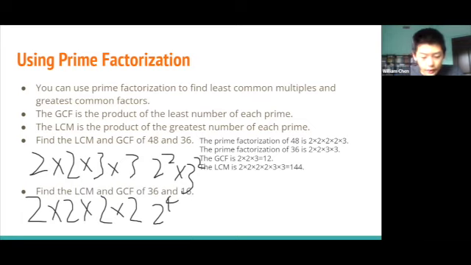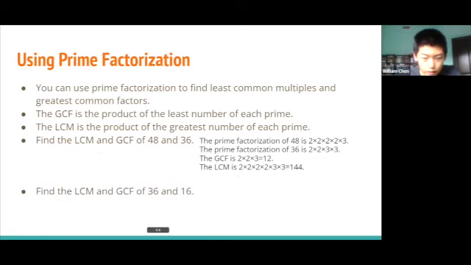Therefore, the greatest common factor, which is the product of the least number of each prime, is 2 squared, because the smallest number of 2s there are is 2, and the smallest number of 3s there are is 0. And the least common multiple is 2 to the 4th power times 3 squared, because the most number of 3s there are is 2, and the most number of 2s there are is 4.